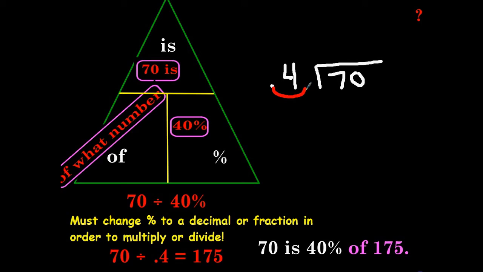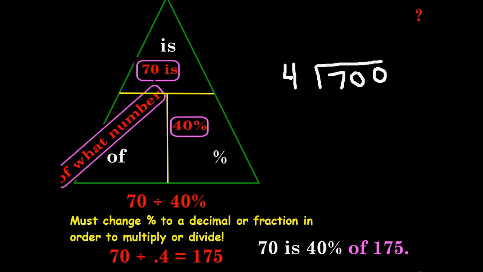But like with everything else in math, we need to keep things balanced. So I need to multiply 70 by 10 to get 700. So I'm going to write that little 0 here. I'm going to take a moment to erase the decimal movement line, so you can see I've essentially rewritten it like this.